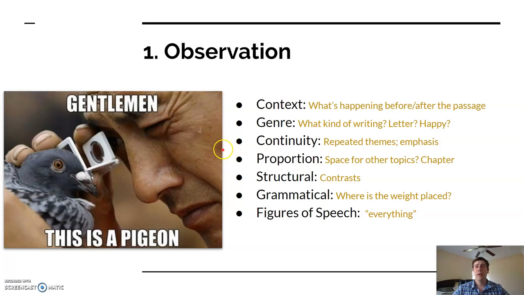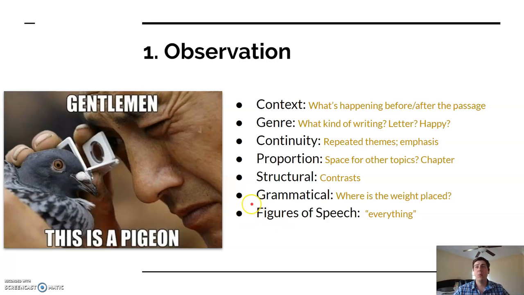Proportion. Is there space for other topics? Is the majority of the chapter focused on this central theme? Or is the chapter geared towards covering a wide variety? So that might be something along the lines of Galatians when he talks about the fruits of the Spirit. Structural. How does he contrast some of the themes, some of the things that he emphasizes?